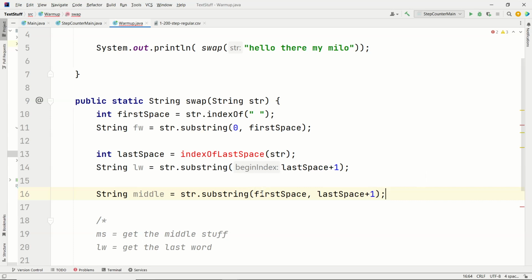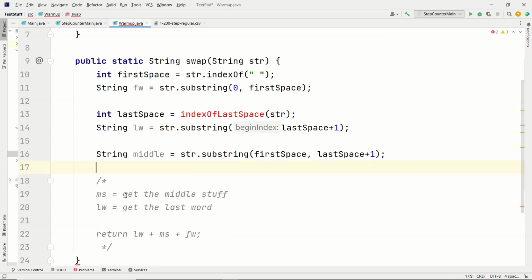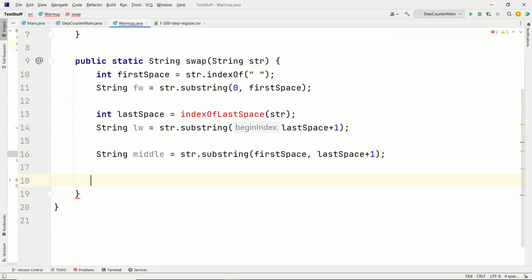The reason I slowed down there is because I was thinking about this particular string. I've got my first word, so the middle stuff has to include that first space. And my last word is Milo, so the middle stuff also should include that last space. So I want to end at last space plus 1, which is the M, but I'm not going to actually get the M because we don't actually get the character at that last index. All right, now that I've done all that, I'm pretty much done. So I can say return last word plus middle plus first word.